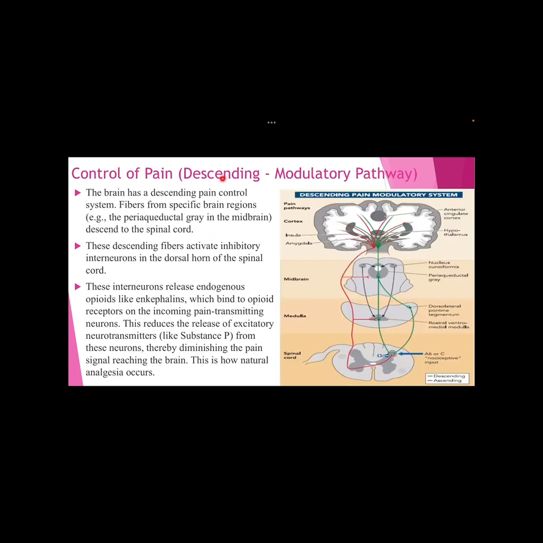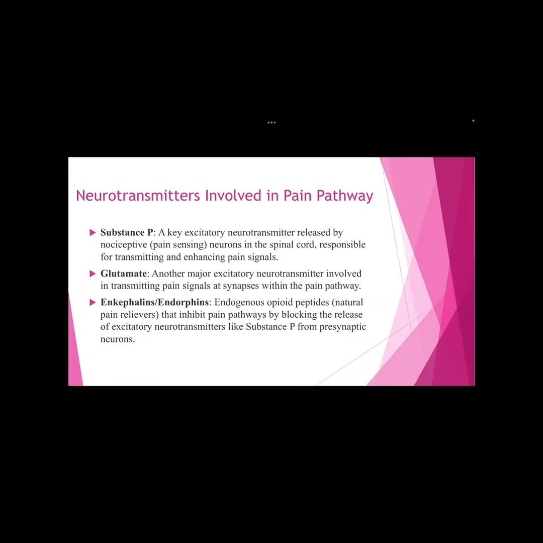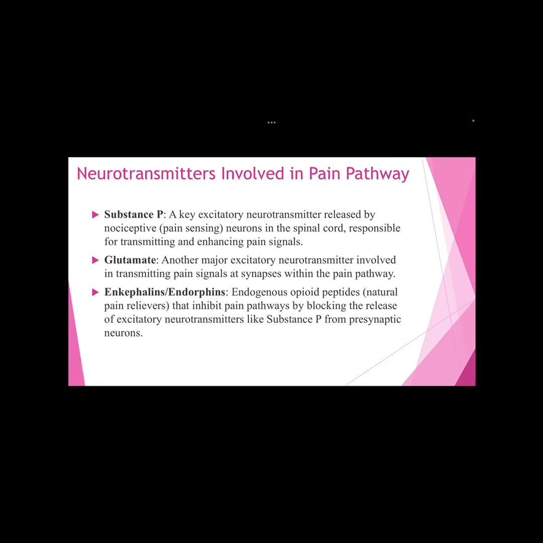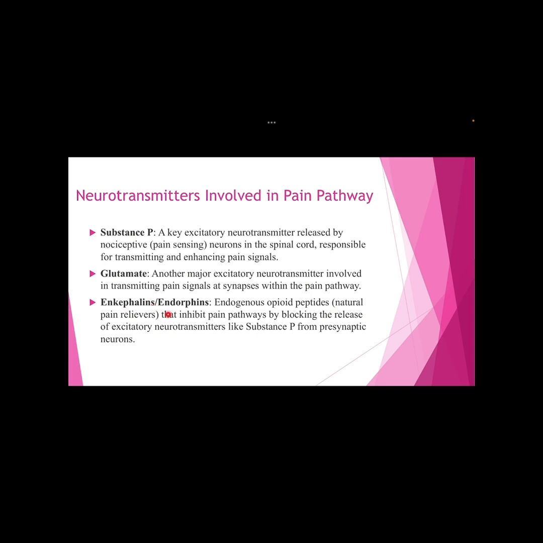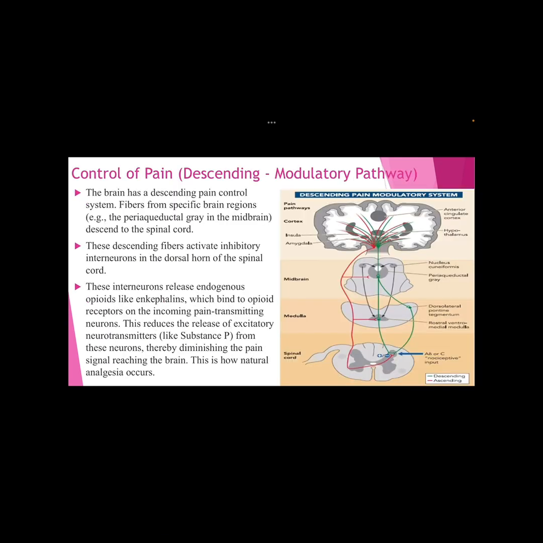Now the second pain pathway is the descending or the modulatory pathway. The brain also has a way to reduce pain, and this is by using the descending pathway. It sends signals down to the spinal cord that release natural opioids like the enkephalins that we talked about earlier. These reduce how much pain signal is sent upward to the brain. It's like the brain has its own built-in painkillers. It is a natural painkiller.